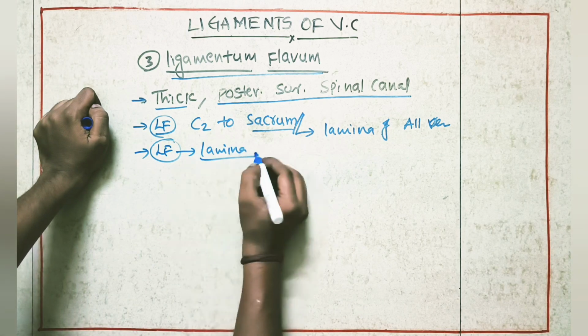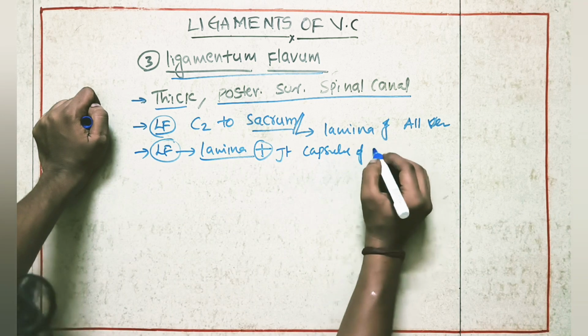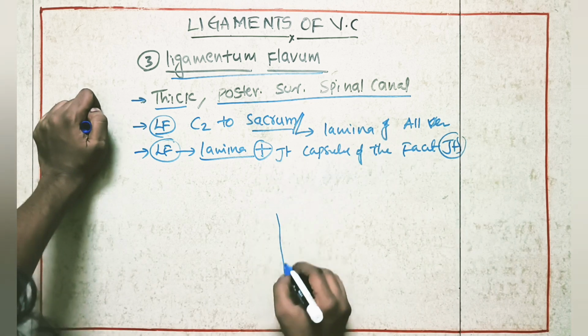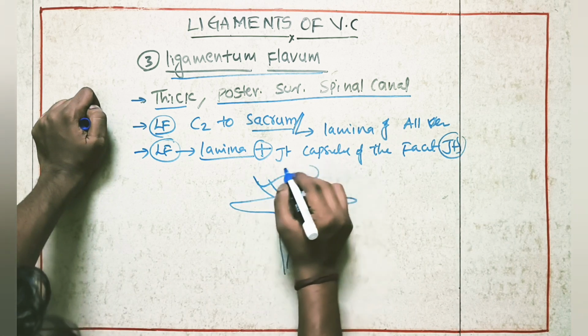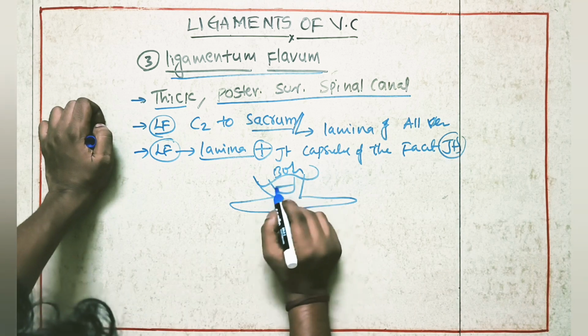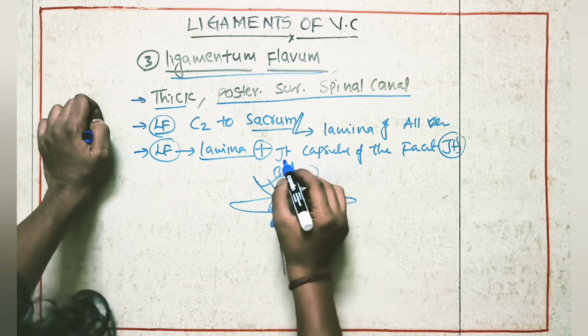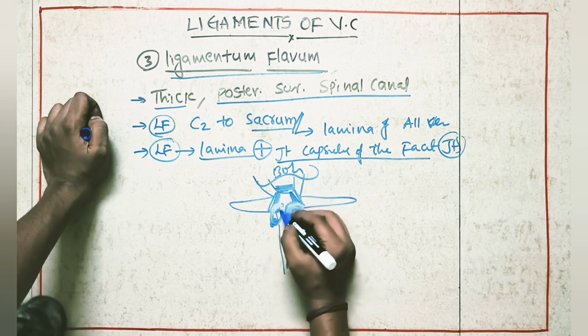It also covers the joint capsules of the facet joints, which we discussed already. If this is the spinous process, this is the transverse process, this is the pedicle, and this is the body of the vertebra, here we have the superior articular facets and inferior articular facets. The ligamentum flavum will be present here, covering the lamina of the vertebra and the capsules of the facet joints.